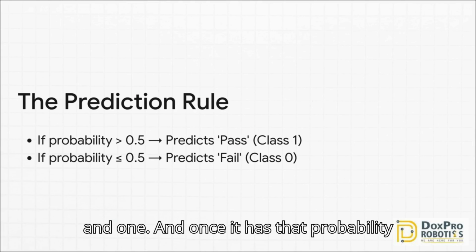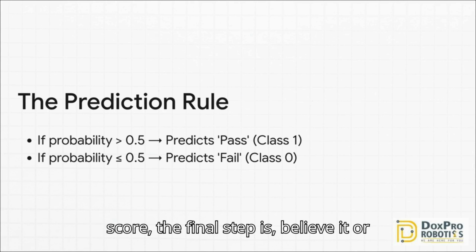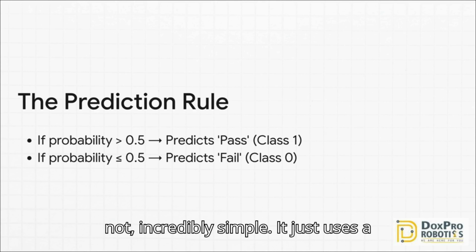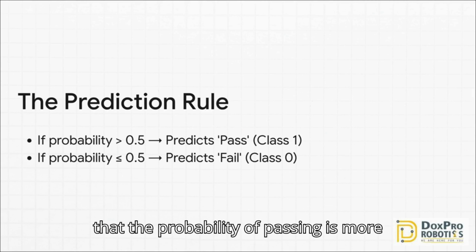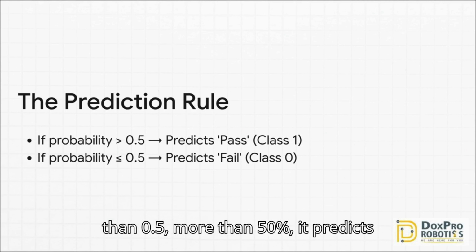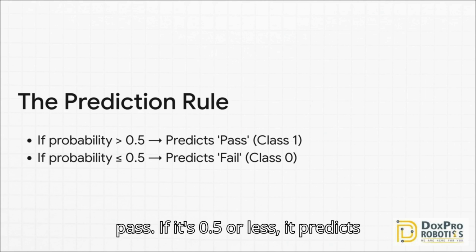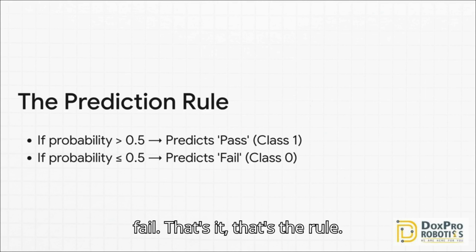And once it has that probability score, the final step is, believe it or not, incredibly simple. It just uses a hard cutoff. If the model calculates that the probability of passing is more than 0.5, more than 50%, it predicts pass. If it's 0.5 or less, it predicts fail. That's it. That's the rule.